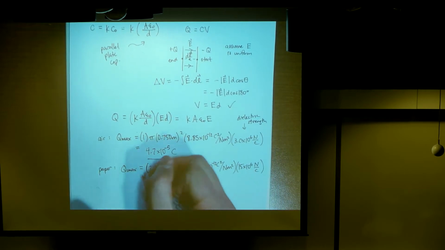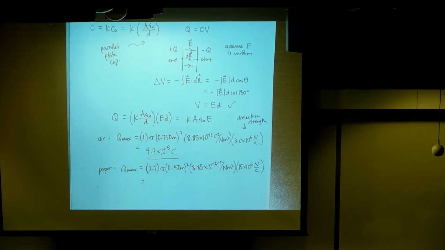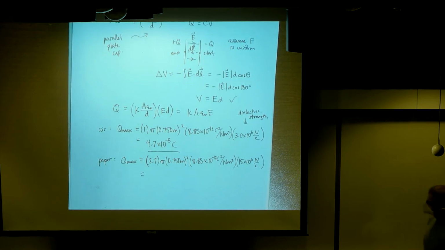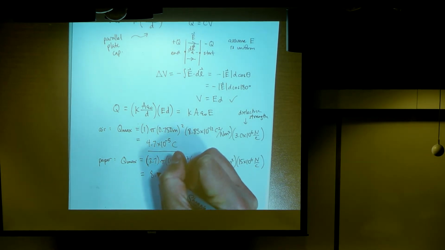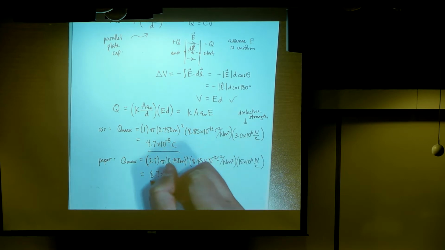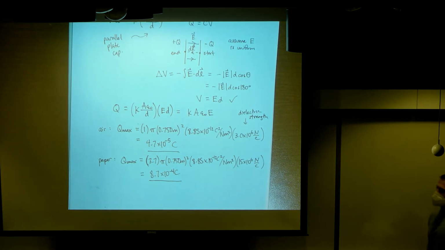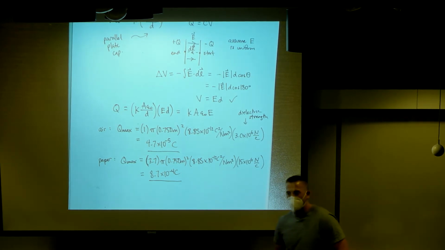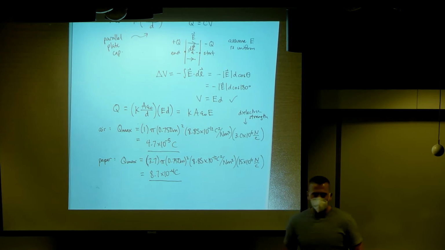Okay? So can someone crunch those numbers? 2.35 to negative 4. I get something different. I got 8.7 times 10 to the negative 4. Yeah. So, well over 10 times greater than before. Okay? Does that make sense, everybody?